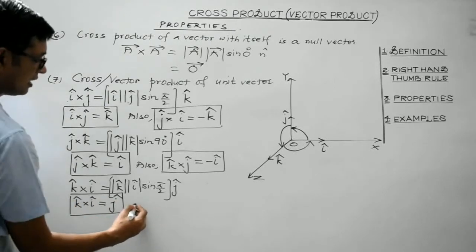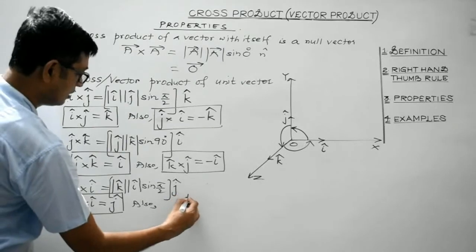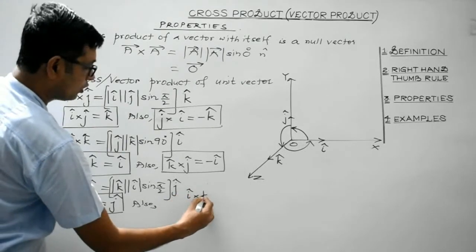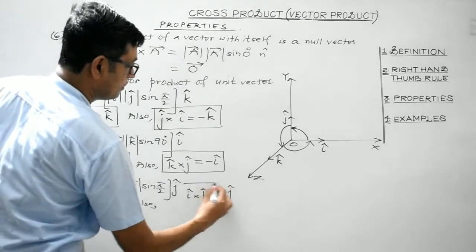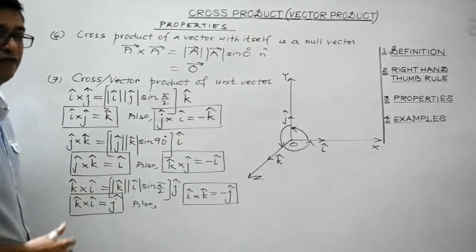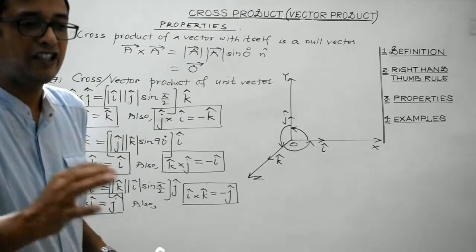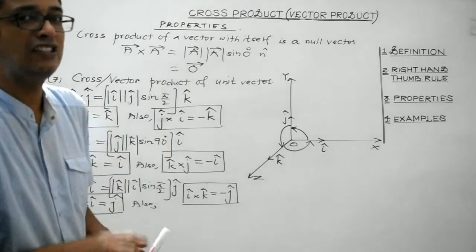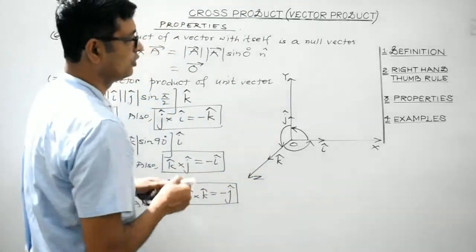And as it is anti-commutative, the other result would be i cap cross k cap, and it would be equal to minus j cap. So students, these are 6 very, very important results. Right? I'll tell you a simple method to remember these 6 results. Okay? Let's discuss that.